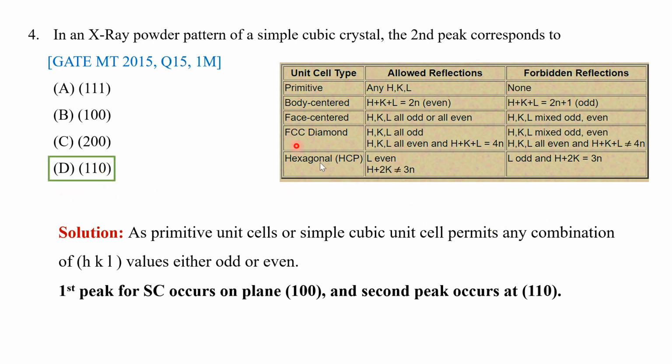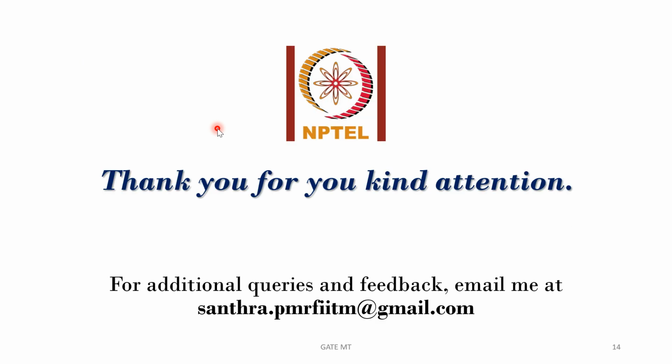So please familiarize yourself with this table where we can find the HKL combinations of primitive, body centered and face centered. I hope this question is clear to all of you. I also hope that all the questions that we have discussed so far are clear to all of you.